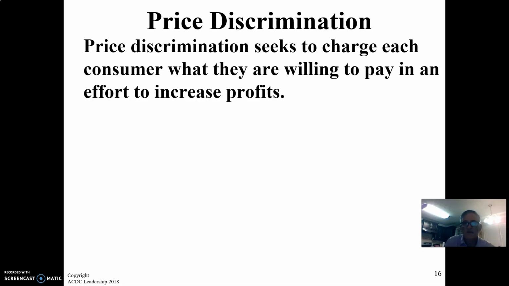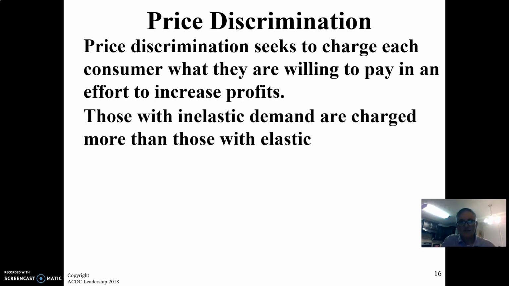Okay, so this gives us a relatively different looking graph that we're going to take a look at in a minute, because notice right here it says that they're looking to charge each consumer what they are willing to pay to increase profits. So if somebody wants to come in and pay full price for a Toyota Camry instead of shopping around and trying to get the best price, then they're going to charge them the highest price that they possibly can. So where we see this really impact us is it depends on what our demand is.